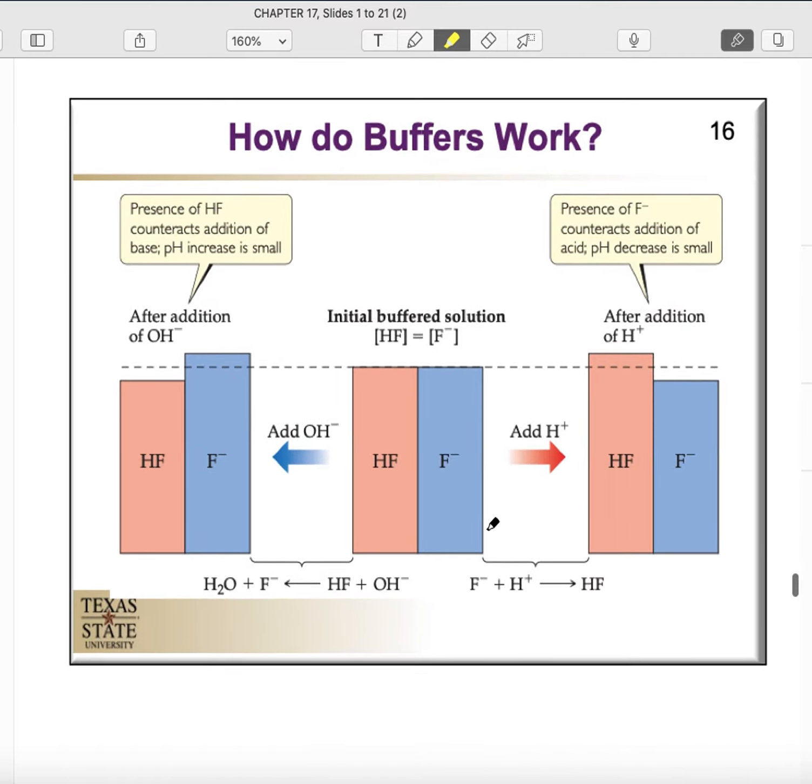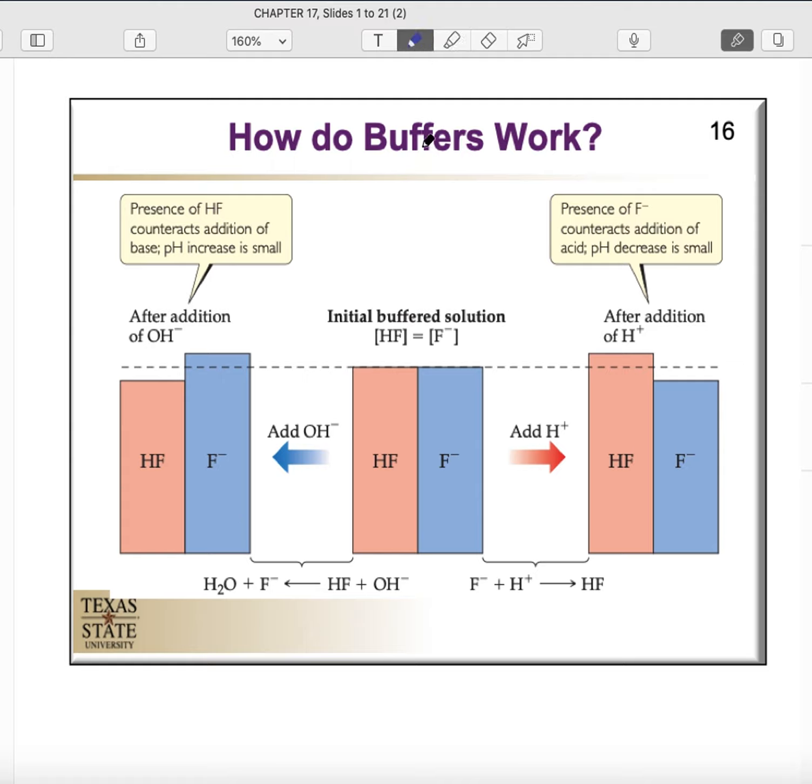All right, so how do these buffers work? We already said that the buffer is going to contain two components, an acid and a base, specifically a weak acid and its conjugate base, or a weak base and its conjugate acid. And we said that the role of those buffer components is going to be to neutralize any acid or base that gets added. So let's look here at the center.